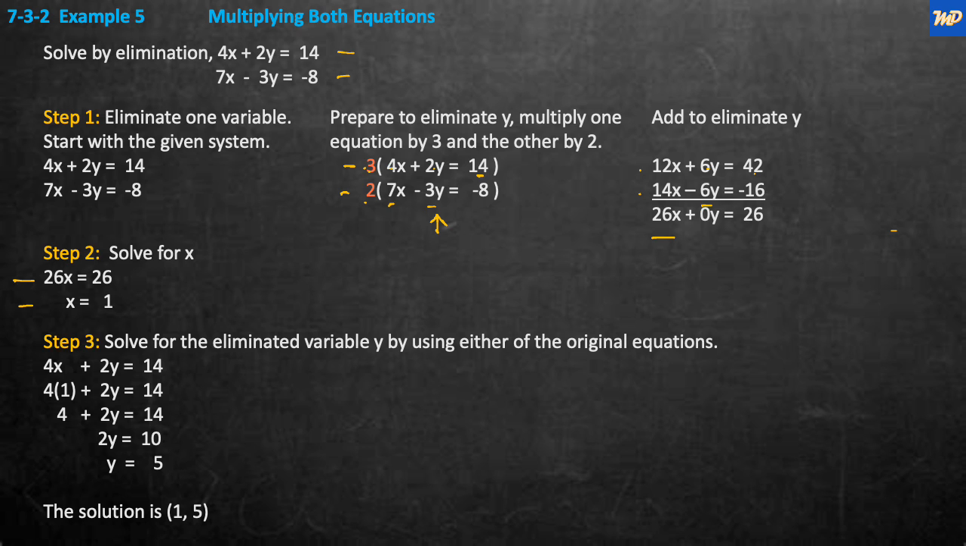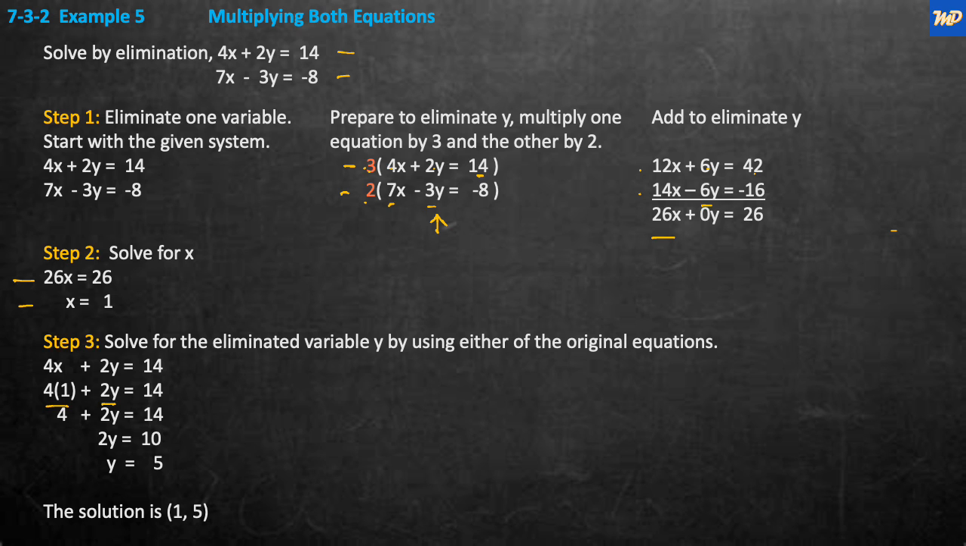We can substitute back into either of our original equations. Okay, so we're going to go back. Let's pick the 4x plus 2y equals 14, the top equation, and substitute 1 for the x variable. 4x is now 4 times 1 plus 2y, which is what it was originally, equals 14. So now we have 4 plus 2y equals 14.